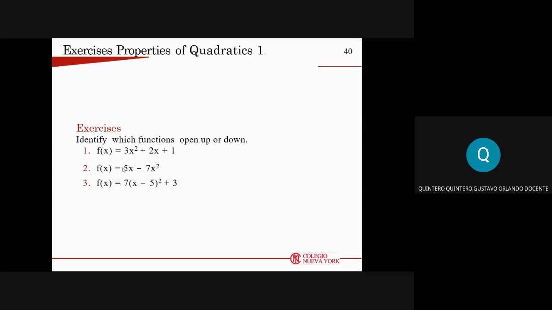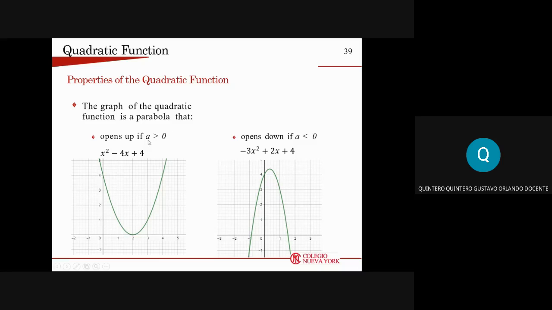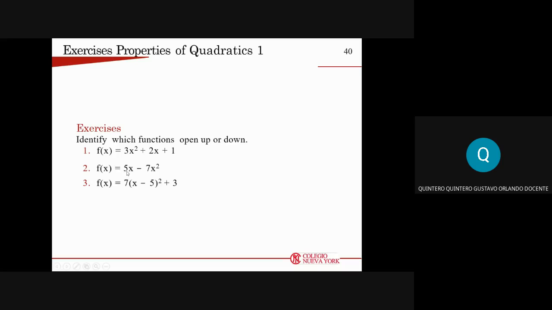But what do you mean, teacher? You said if this value was positive, then it opens up, and look, it is positive. Yes, but the definition speaks about the value of a, which is the coefficient of x squared, not the first value that appears. The coefficient of x squared in this case is -7. So -7 is negative, meaning this parabola opens down.